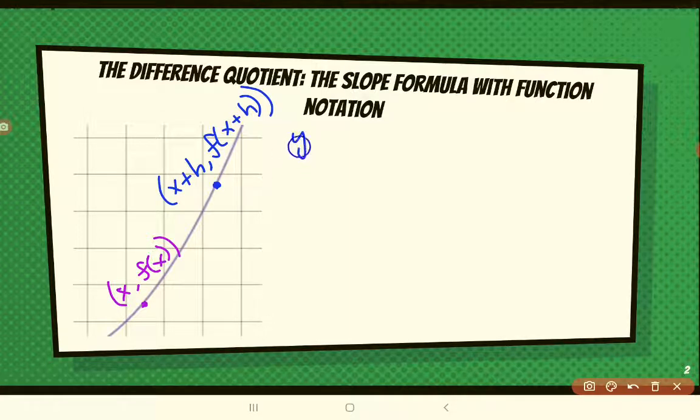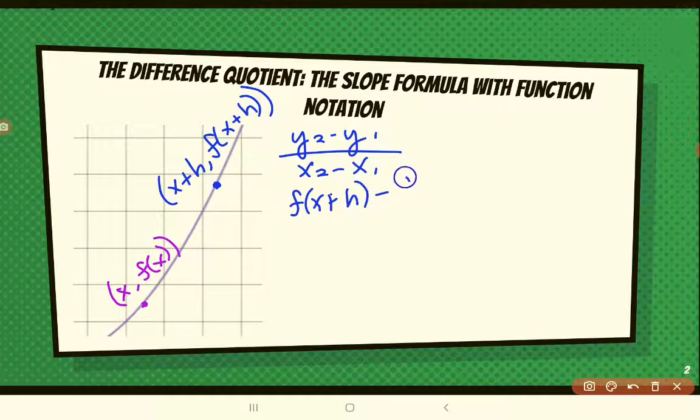Well, start with your slope formula. y2 minus y1 over x2 minus x1. Well, look at the 2 points that we chose. If we plug in the coordinates of those points, what would that look like? Well, y2 is f of x plus h, minus y1, which is f of x. What are my two x values? Well, x2 is x plus h, and x1 is just x.